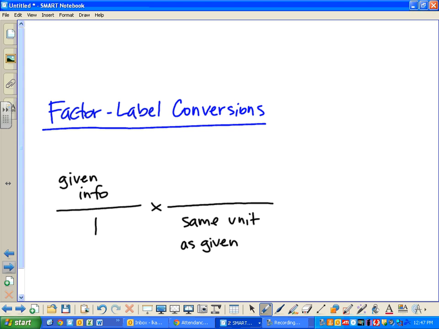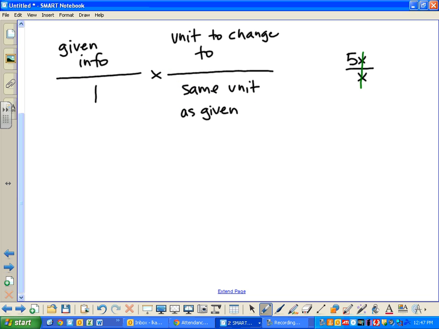For example, like in math, if you had 5x divided by x, you would simplify by dividing out x. It works the same in this kind of problem with the units. On top then would be the unit you want to change to. And this is a very simple one-step problem setup. So let's do a problem like this.